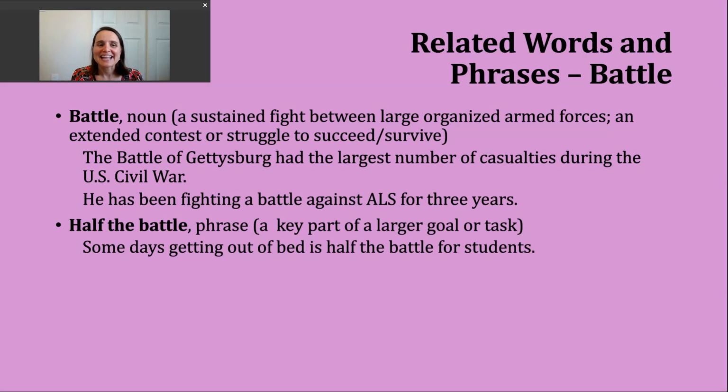The last thing we're going to look at today is the phrase half the battle. This particular phrase is used to describe something that is a key part of a larger goal or task or project. An example of this: some days getting out of bed is half the battle for students. This is a sentence I've heard describe a lot of college students and the challenges they face as they go off to school, get a little taste of independence, and sometimes struggle to keep up with their schoolwork.